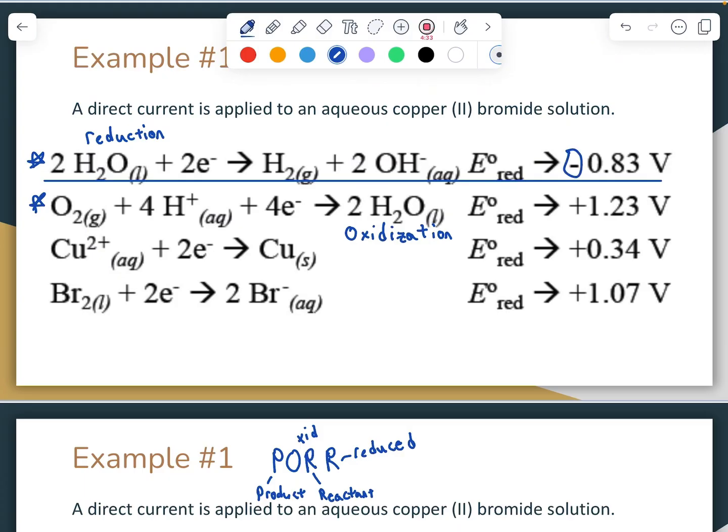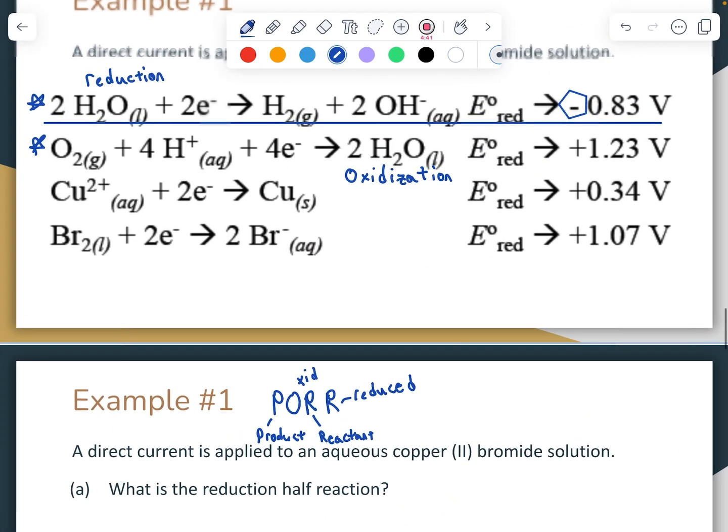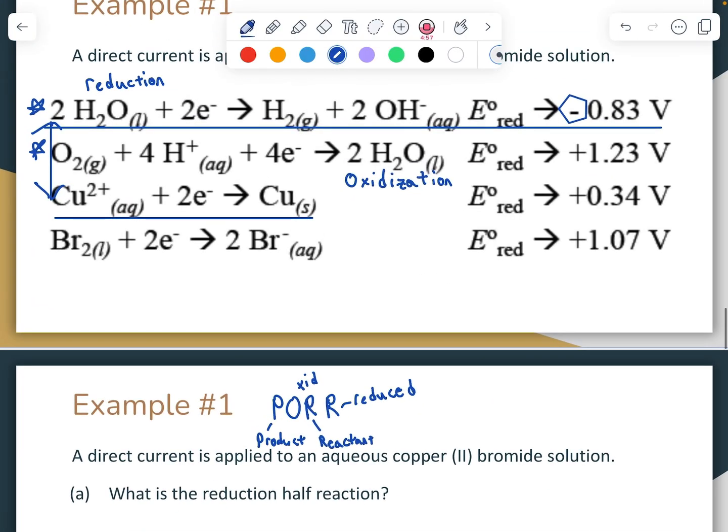And if we write out the half reaction, say the copper bromide, we are going to want to go with this copper because it is the most positive out of these two choices, this water getting split apart or this copper. So we're going to want to choose the copper for reduction potential because it's the most positive compared to this negative 0.83.